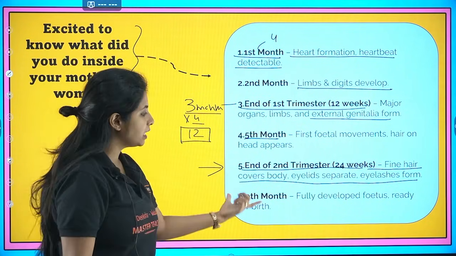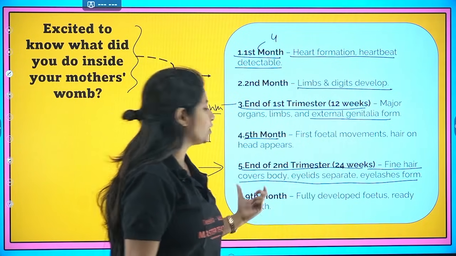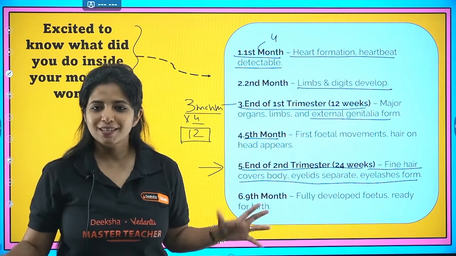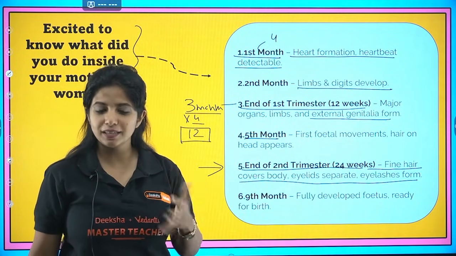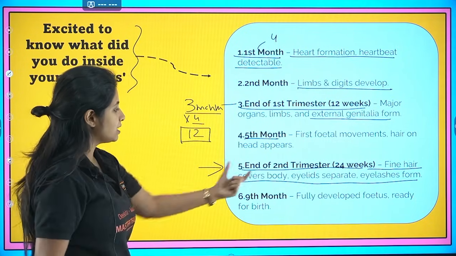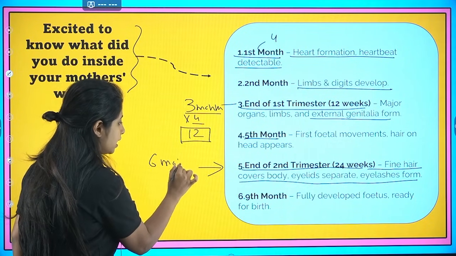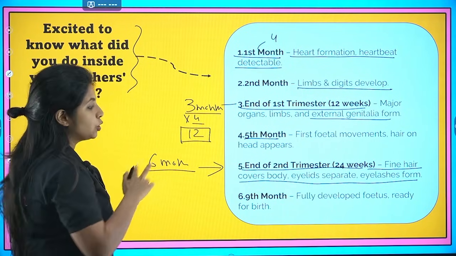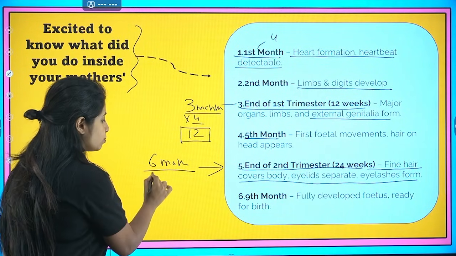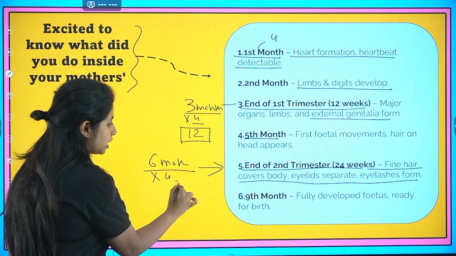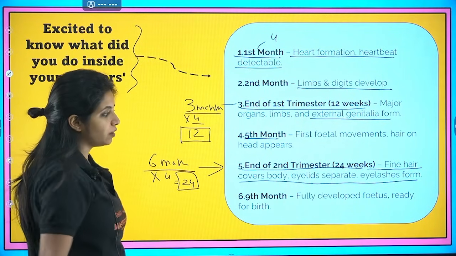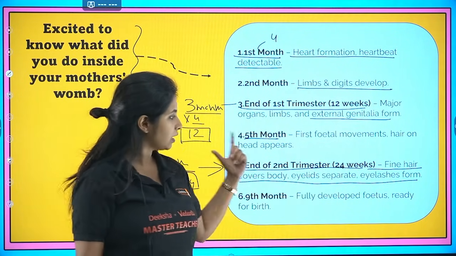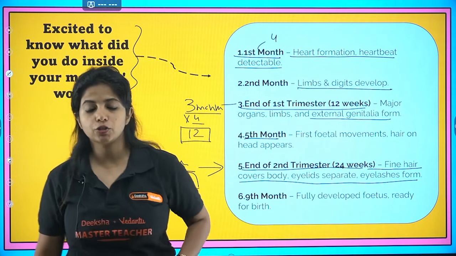Now 9th month, a fully developed fetus ready to be given birth. The 7th and 8th are being skipped, do not worry about that. When I say 6th month, you also need to understand that the 6th month means the second trimester, the second 3 months, and 6 into 4, there will be 24 weeks. So after 24 weeks, what happens? Fine hair covers the body, eyelids are separating, and eyelashes are also going to be formed.